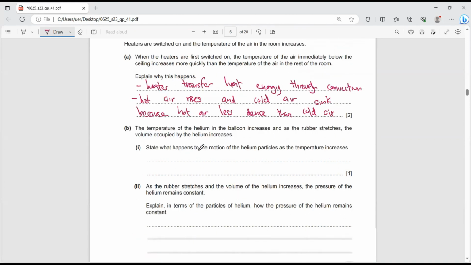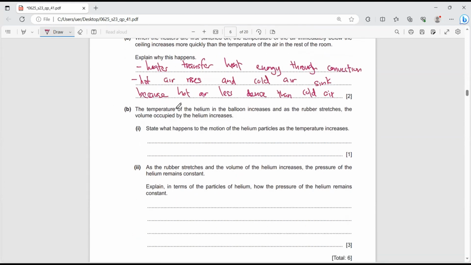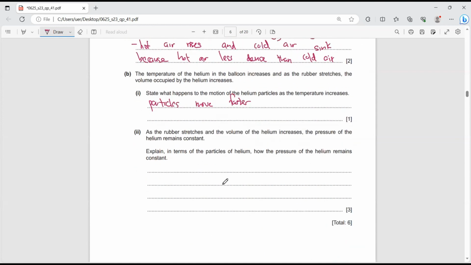Okay. B: temperature of helium increases as the rubber stretches, the volume occupied increases. Say what happened to the motion of helium particles as temperature increases. This one should be easy, right? Increase temperature, the particles will move faster. Yes, very simple. Next, as the rubber stretches, the volume increases, the pressure is constant.